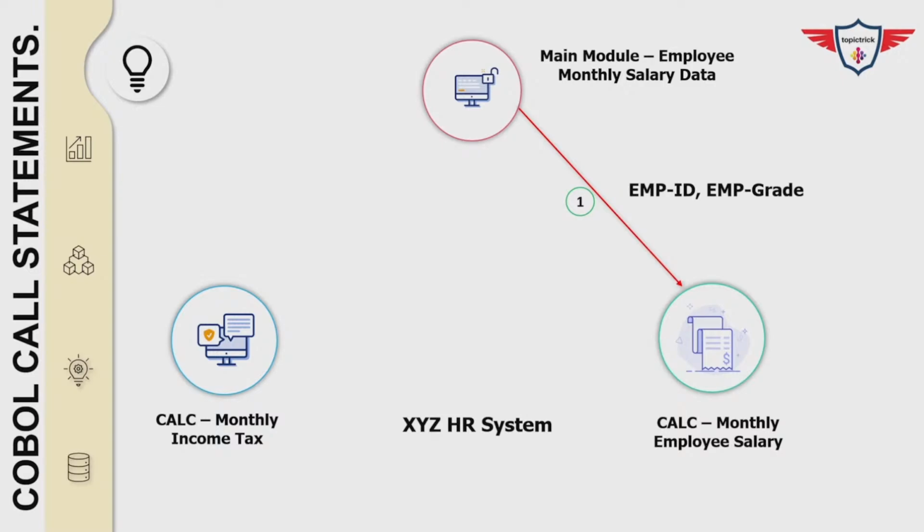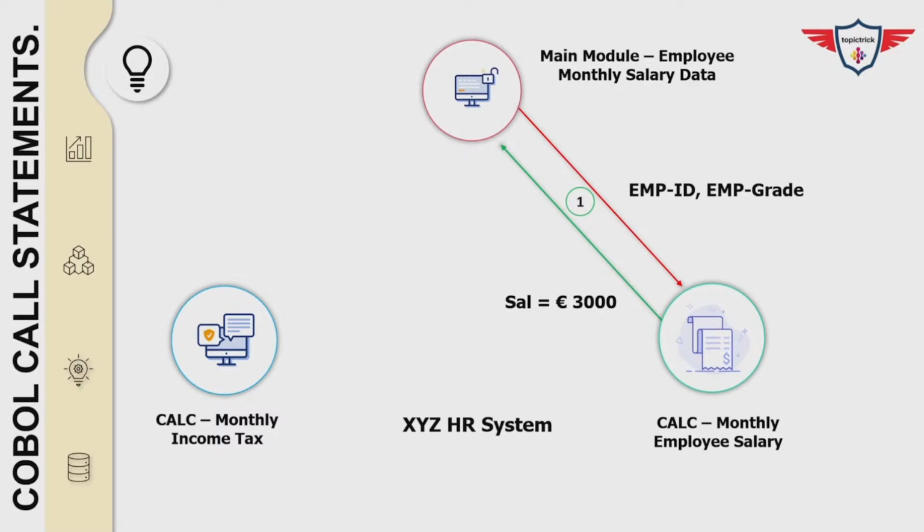The main program calls two subprograms to calculate the salary and tax for a specific month. In the first call, the main program passes EMP ID and grade as input to the subprogram. The subprogram calculates the employee salary and returns the value to the main program.